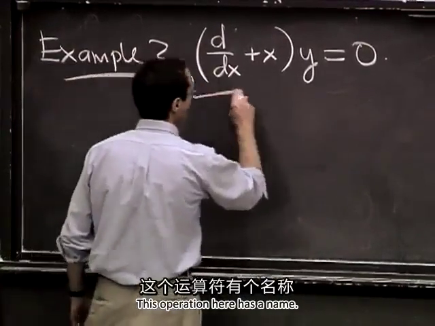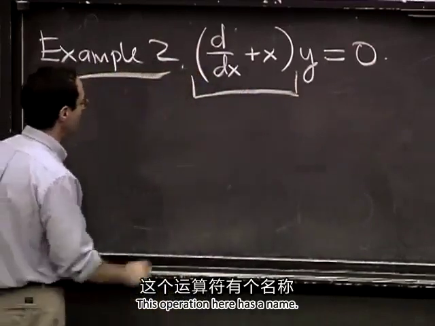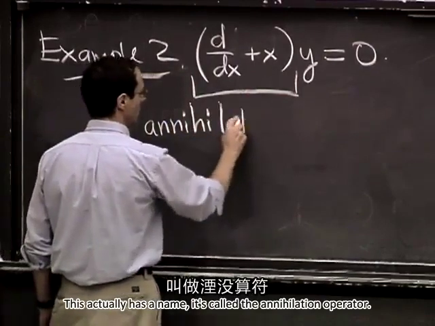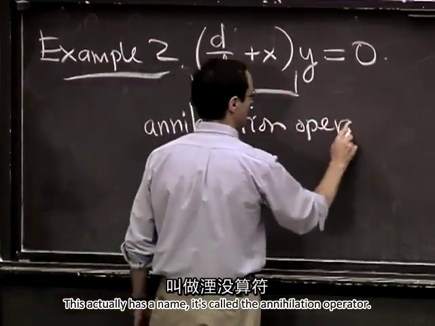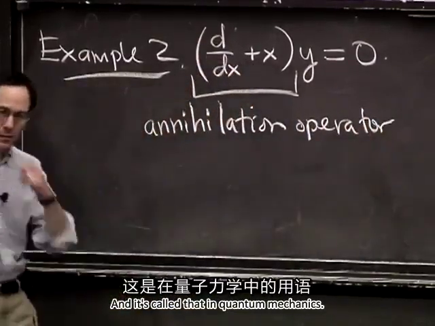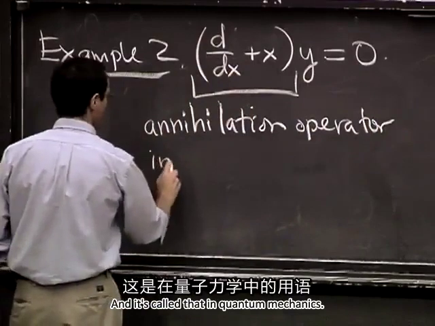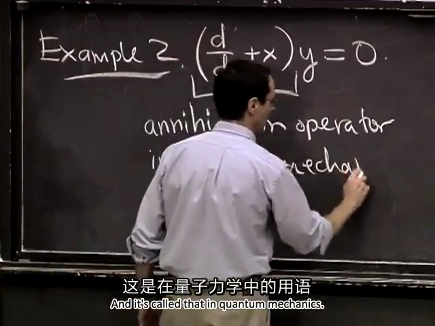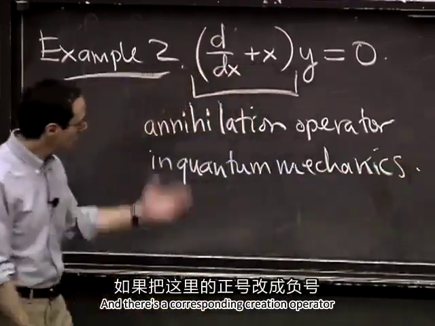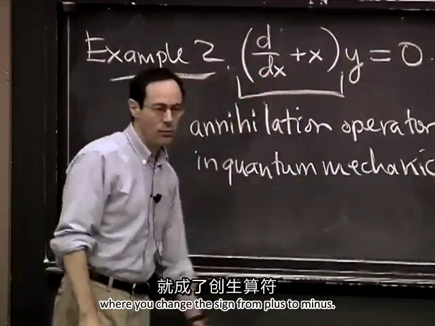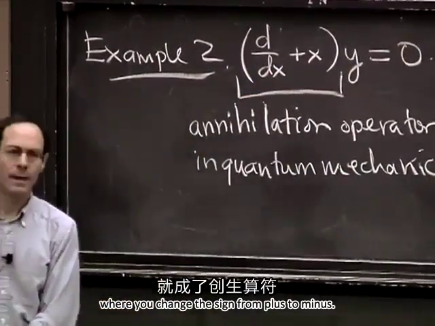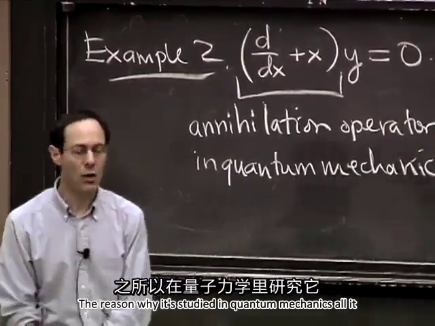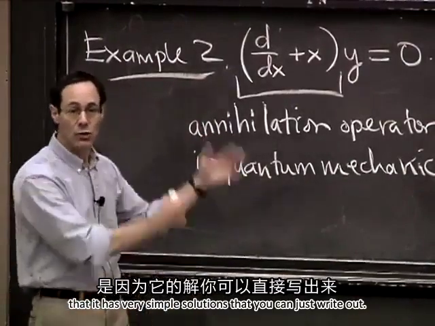This operation here actually has a name. It's called the annihilation operator. And it's called that in quantum mechanics. And there's a corresponding creation operator where you change the sign from plus to minus. And this is one of the simplest differential equations. The reason why it's studied in quantum mechanics at all is that it has very simple solutions that you can just write out.